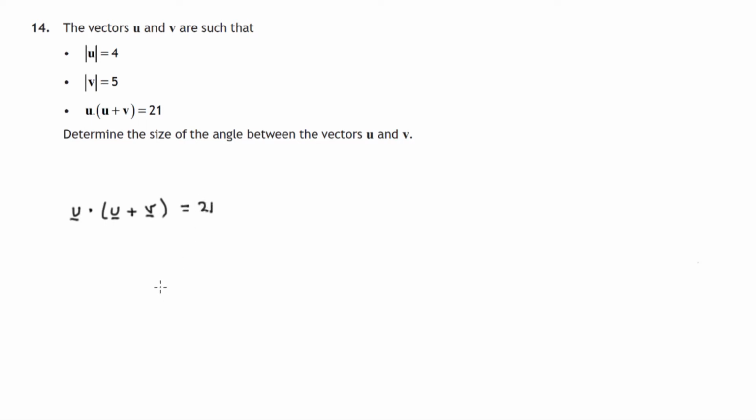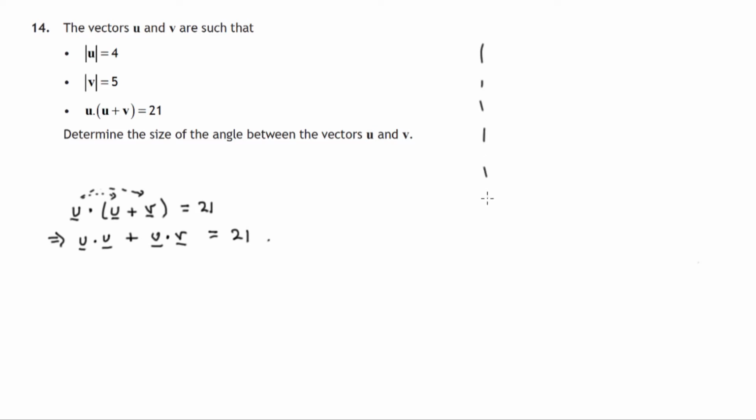Now, one of the properties of the dot product is that it behaves very much like multiplication of numbers and addition. So u dot the sum of these two vectors, u and v, is going to be exactly the same as u dot u plus u dot v. And that's going to give us 21.